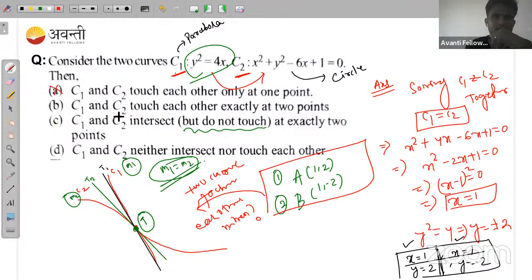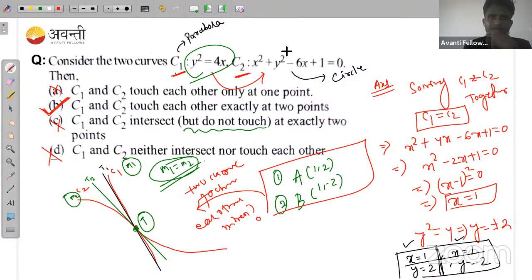This is wrong. C1 C2 touches each other at exactly 2 points. ये तो सही है. C1 C2 intersect, but do not touch. ये गलत बोल रहा है. Neither intersect nor touch. ये तो गलत है. Option B is correct. Perfect. Option B is correct. Similarly, one more question from tangent normal.